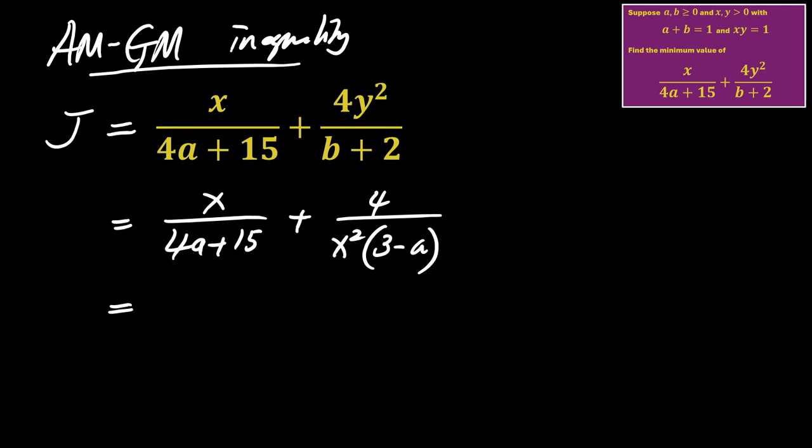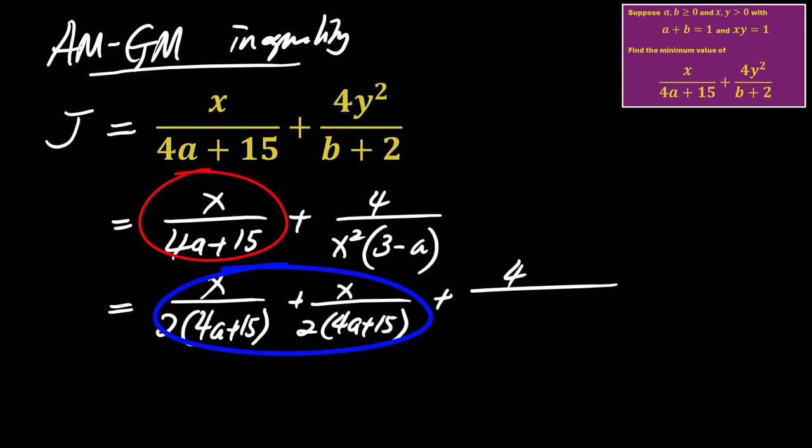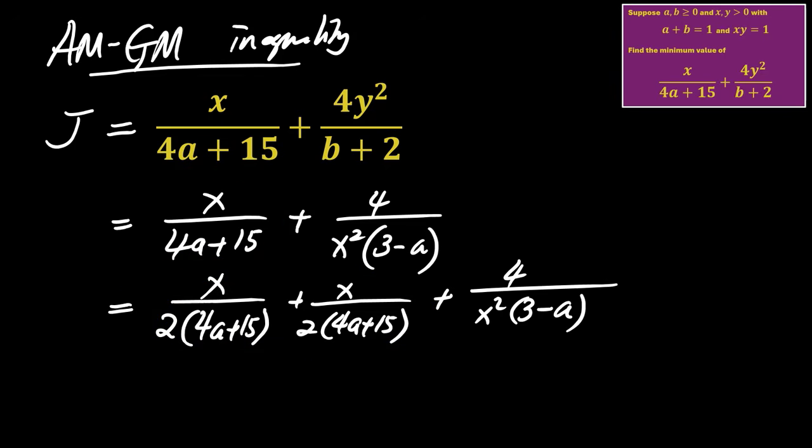Now here is an important step. We separate x over 4a plus 15 into two equal parts. Each one is x over 2 times 4a plus 15. And the second term, just copy down. This is because we want to use AM-GM inequality and to cancel the term in x. So now we have three terms.